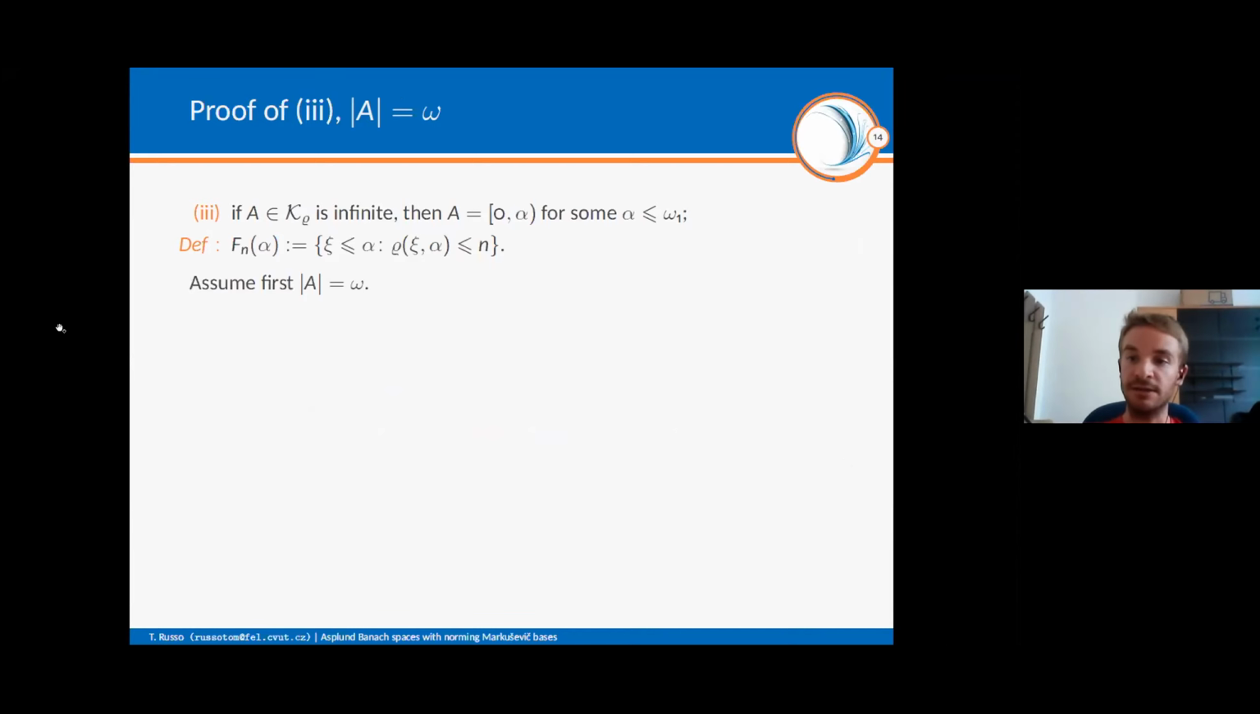And I will distinguish two cases. The first one is where the set A is exactly countable, so it's already infinite, now assume it's countable, and then I will check what happens if it's of cardinality omega 1.